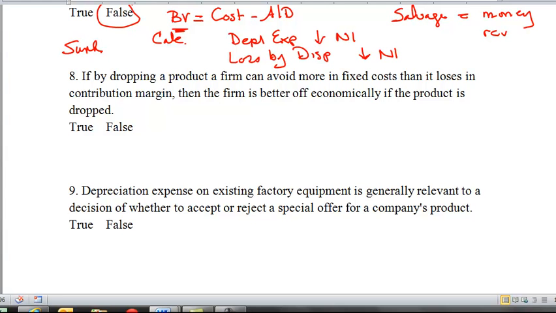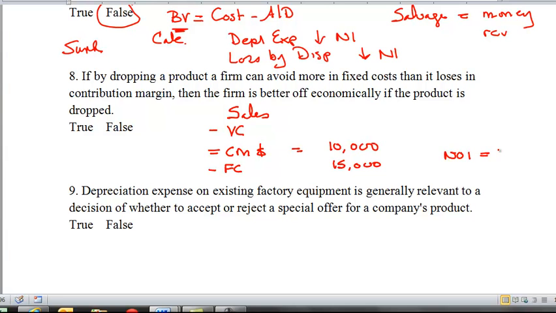Number 8, if by dropping a product, a firm can avoid more in fixed costs than it loses in contribution margin, then the firm is better off economically if the product is dropped. What this is saying is when you look at your sales less your variable cost, which equals your contribution margin dollars, let's say that's equal to 10,000. And we have fixed costs that are equal to 15,000. Well, that's going to leave us a net operating income of 5,000.